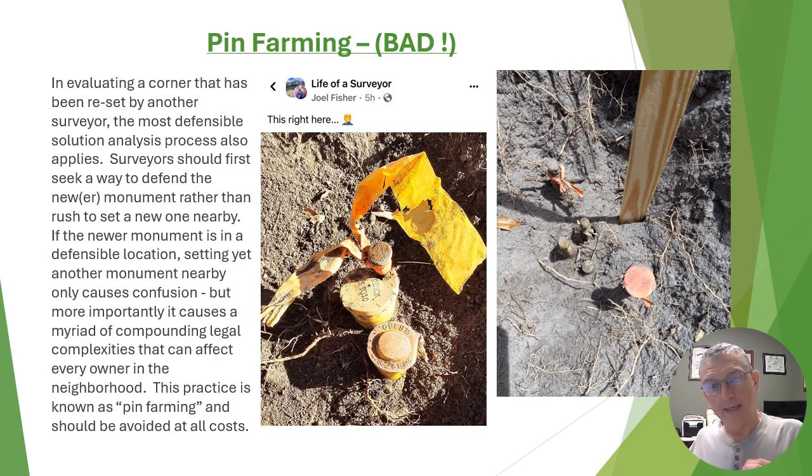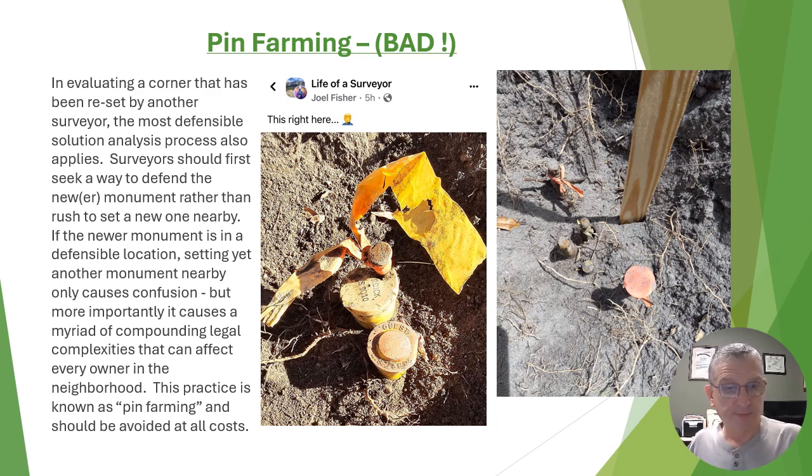So in that, one thing that I want to really stress is many surveyors with very questionable judgment, common sense, and intelligence engage in something called pin farming. Now, what that means is there's a pin out there. The surveyor decides, that pin's not any good. My measurement's better. Let's drive one where I think it ought to go.